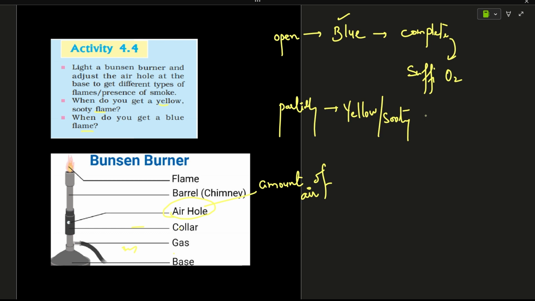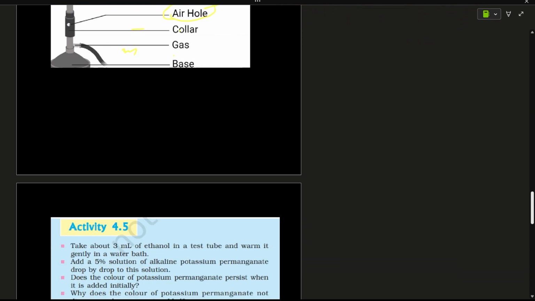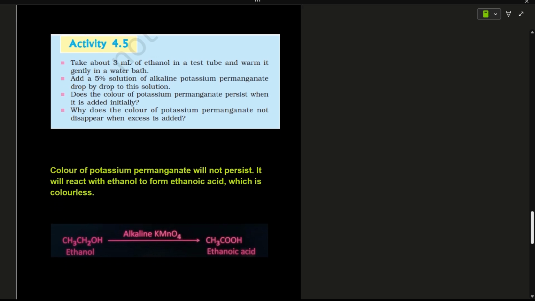ठीक है, और थोड़ा स्मोक भी निकलेगा. सो क्यों हुआ वो? That is because of the limiting supply of air और ऑक्सीजन. So when there is a less amount of oxygen, the fuel will be incomplete burn and there will be incomplete unburnt carbon compounds present in the air. That's why there will be a smoke or sooty flame. Clear? Let's move to the activity 4.5.